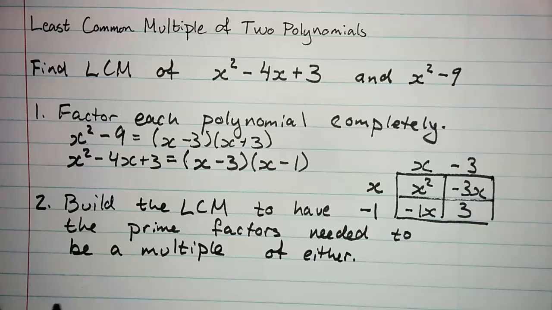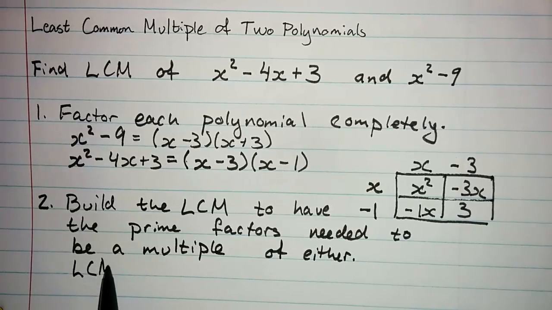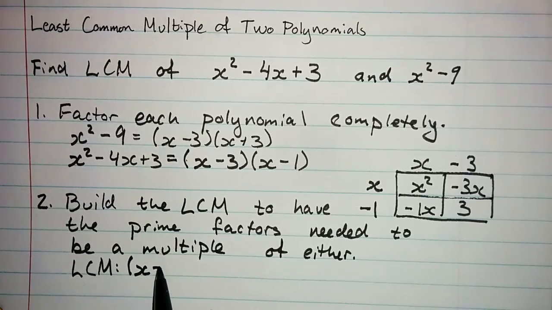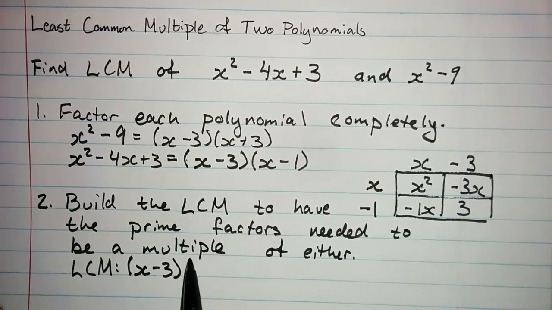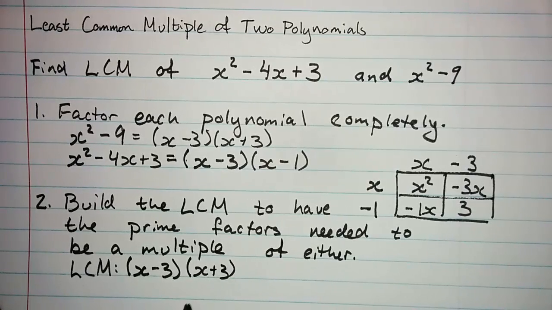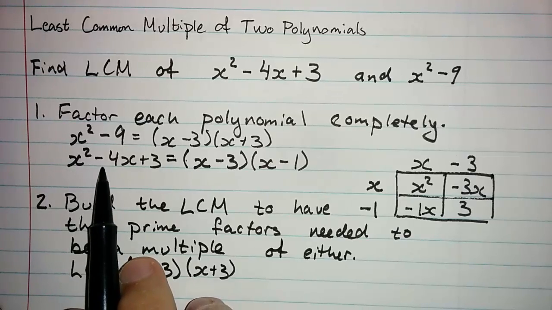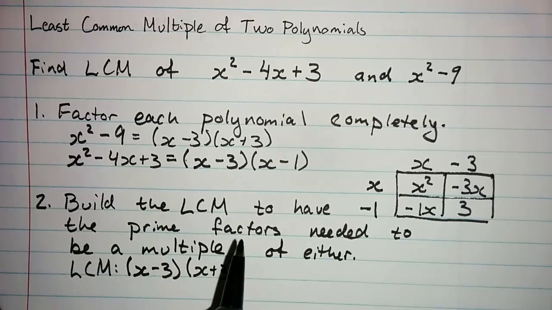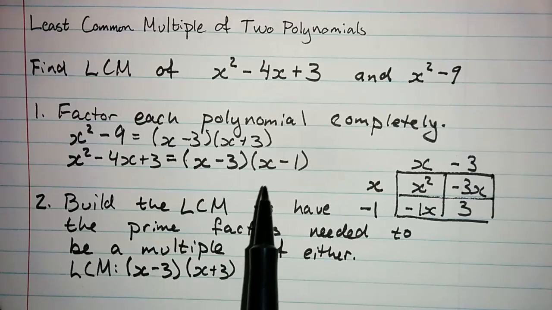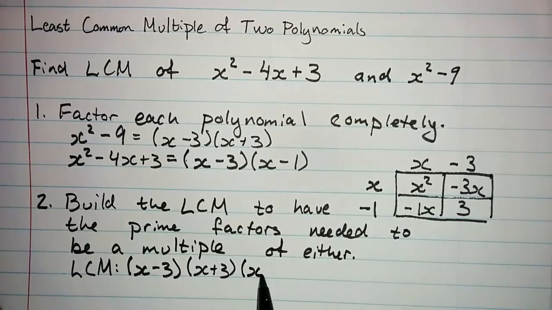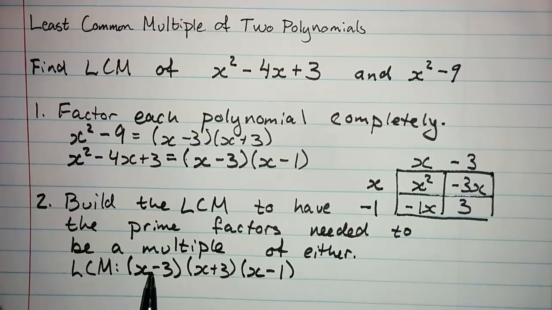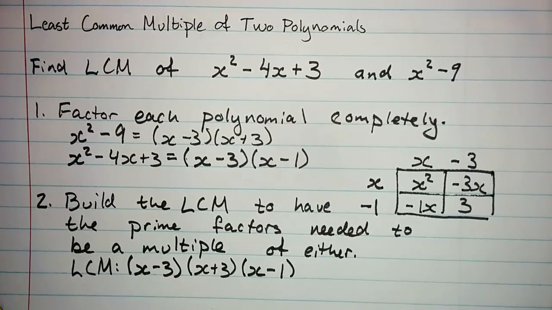So in this example, my least common multiple needs to have an x minus 3 as a prime factor, and it needs to have an x plus 3 as a prime factor. To be a multiple of x squared minus 4x plus 3, I need an x minus 3 as a factor, but I've already got one. I also need an x minus 1 as a factor. So my least common multiple will be this product.